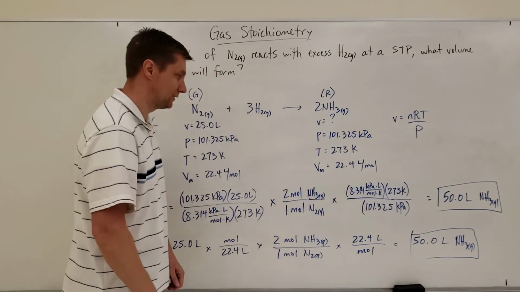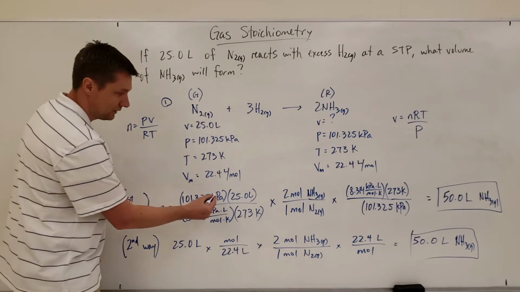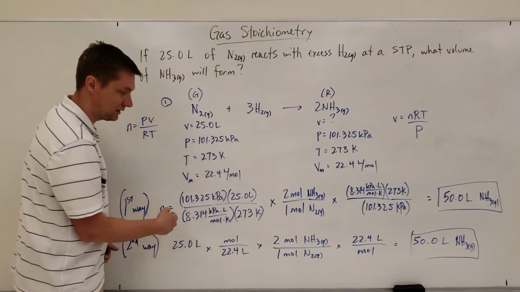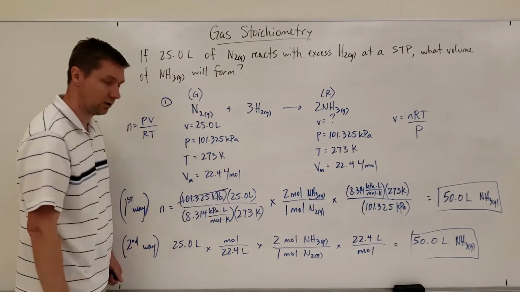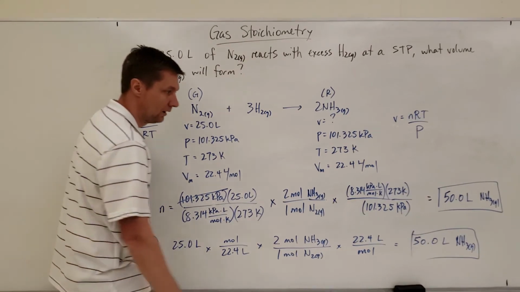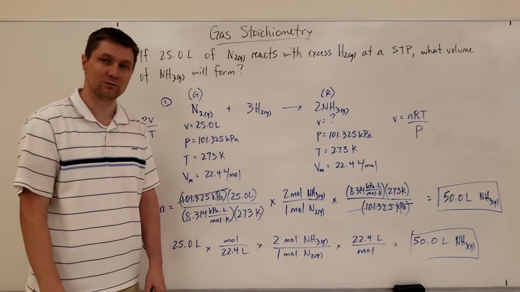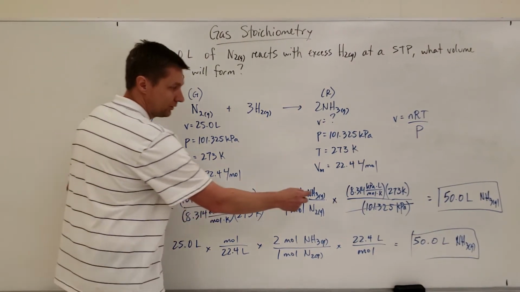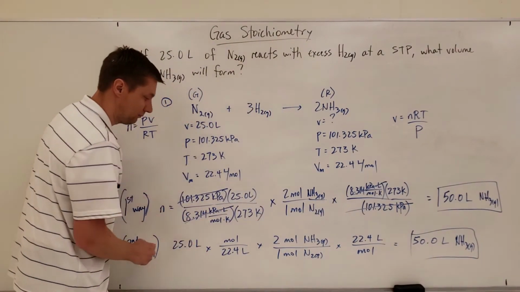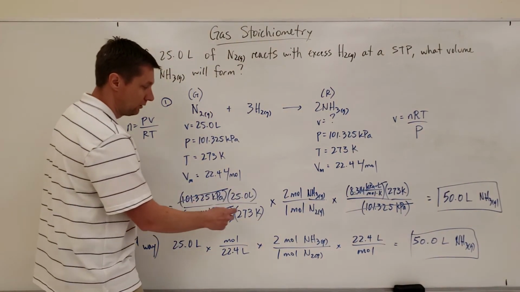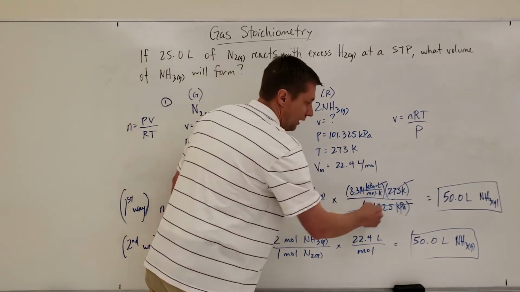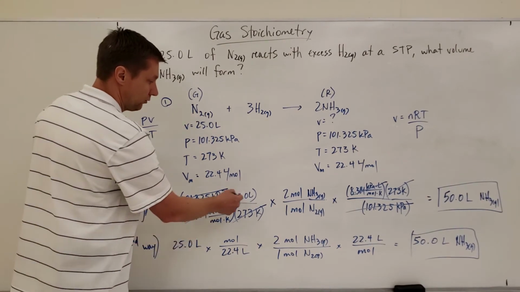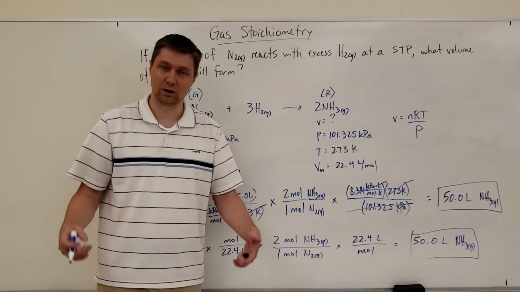But take a look at the unit analysis here. This is multiplication all the way across, so I can look and cancel things out. Not only can I cancel kilopascals, since I am multiplying by 101.325 kilopascals over here and dividing by 101.325 kilopascals over there, that just equals one. I am multiplying by 8.314 and dividing by 8.314. And also, I'm dividing by 273 and multiplying by 273. So all that's left in the calculation is 25 liters times 2 divided by 1. In other words, just the mole ratio.